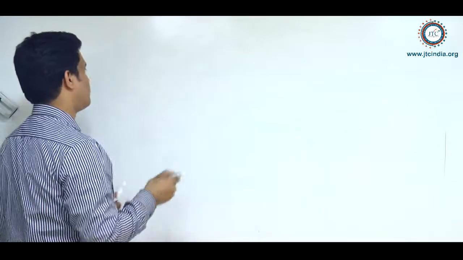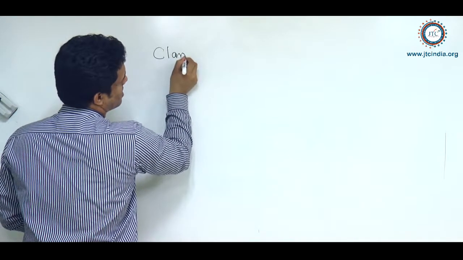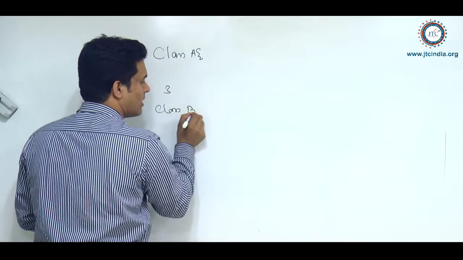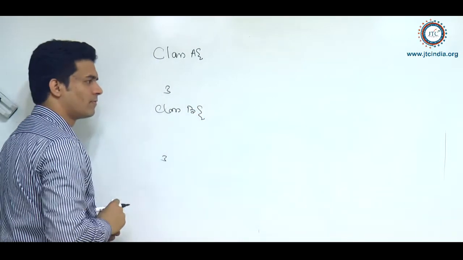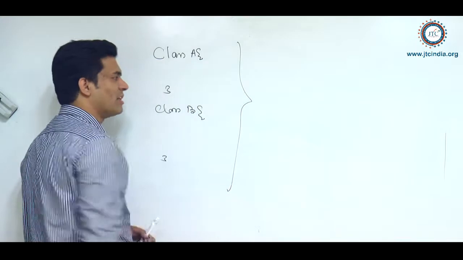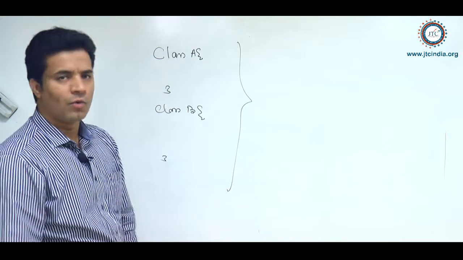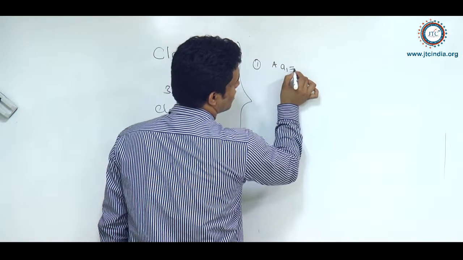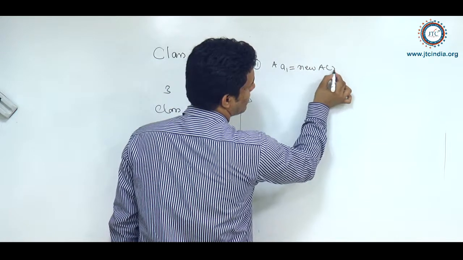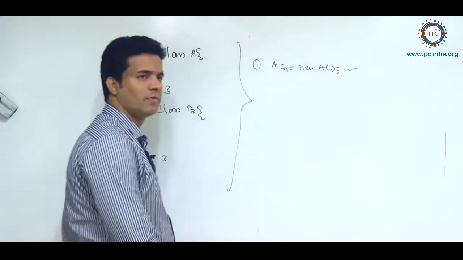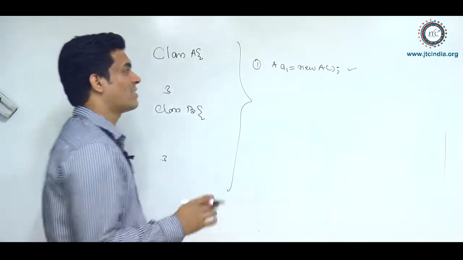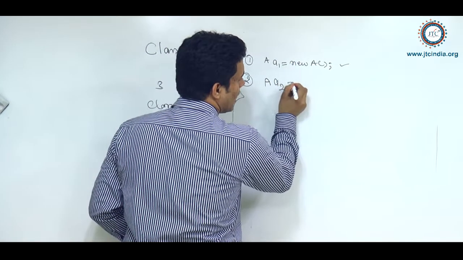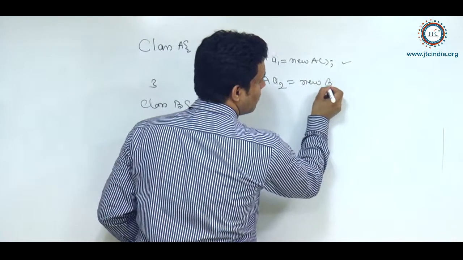Suppose I am writing a class A and another class, class B, right? In those classes, we are going to do some things. Number one, I am writing A a1 = new A(). Can I write it? Yes, we can write it, no issues. Now the second one: A a2 = new B(). Can I write it?